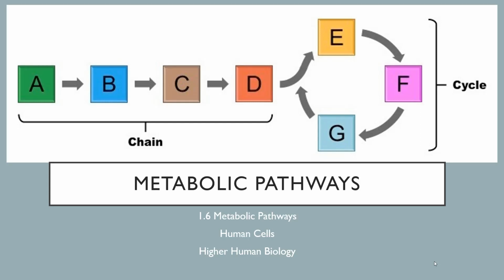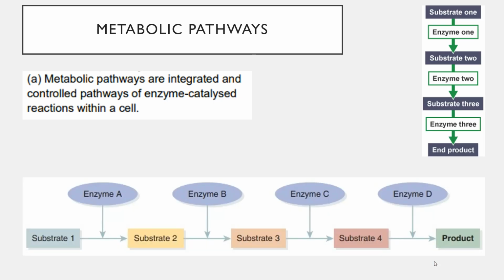In this one, we're going to discuss metabolic pathways. So we're now on to the sixth key area of human cells. So what do we mean by a metabolic pathway? Well, they are a series of integrated chemical reactions, each of which are controlled or catalysed by a unique enzyme. So there are thousands of different examples of metabolic pathways constantly taking place inside of the cell.